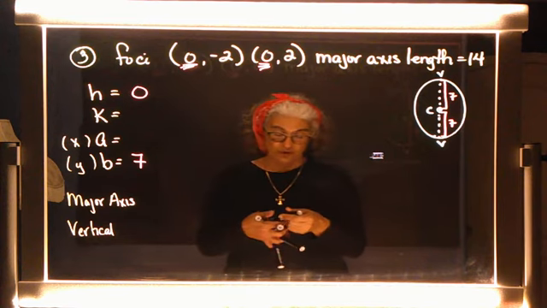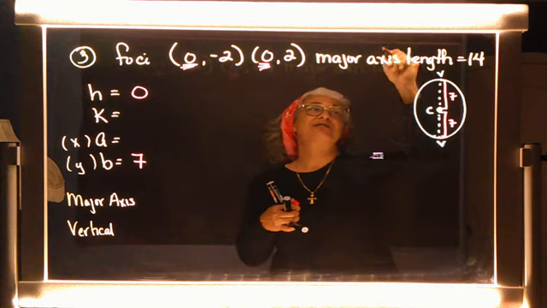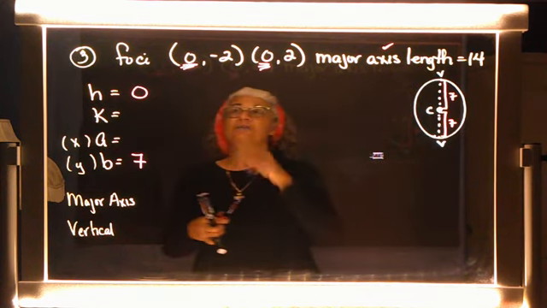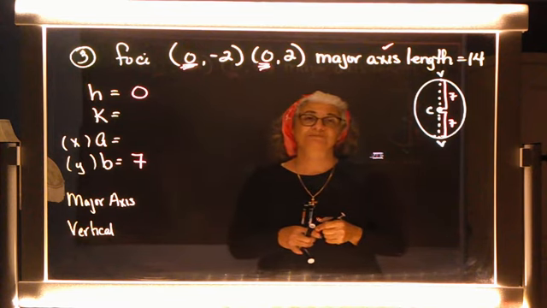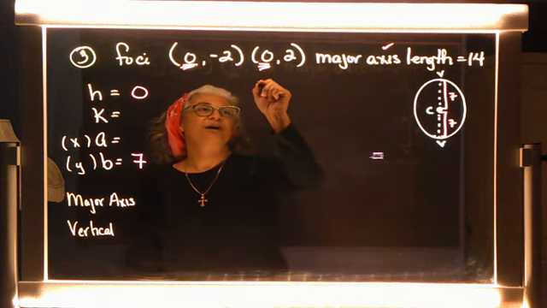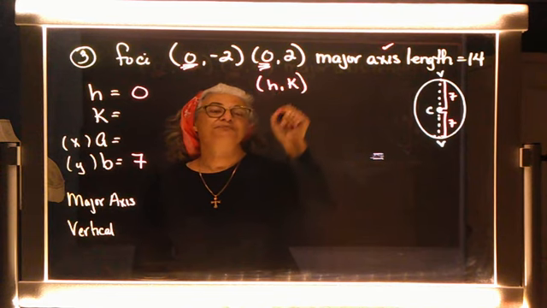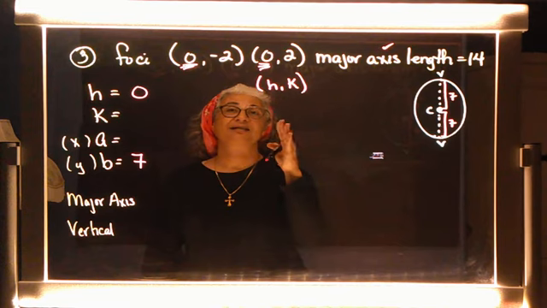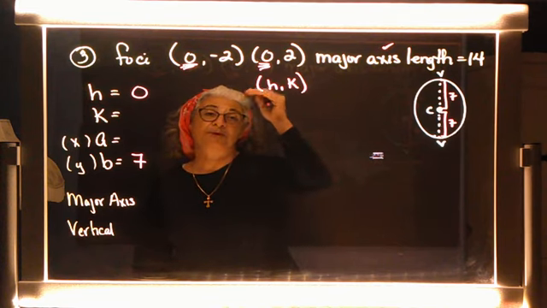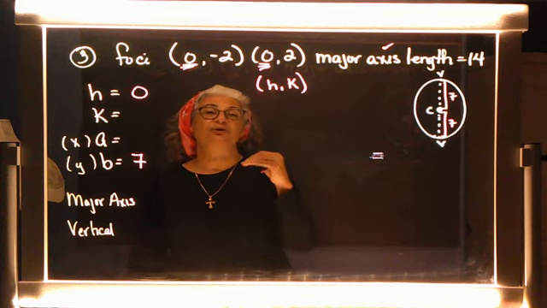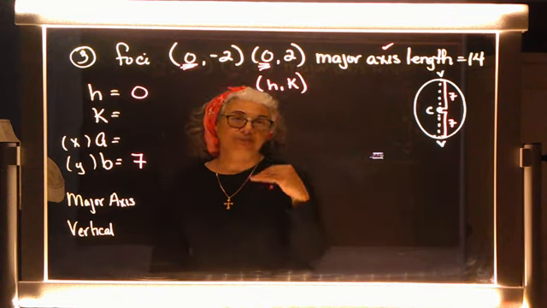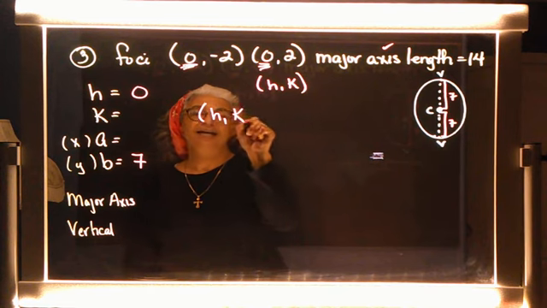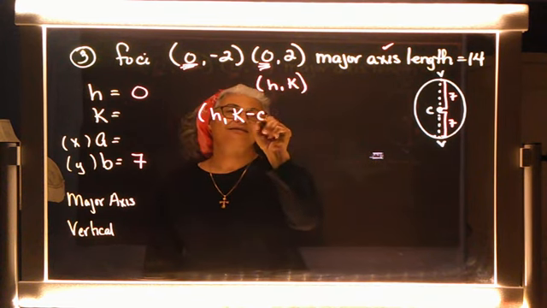All right, so we really used the major axis. We're done with this. There's not much more information I can get out of it. But I really haven't used the foci. So remember, from our center, we get the focus above, and we get the focus below. So help me out. How do I get the focus below the center? Yeah, it's going to be h comma k minus c.